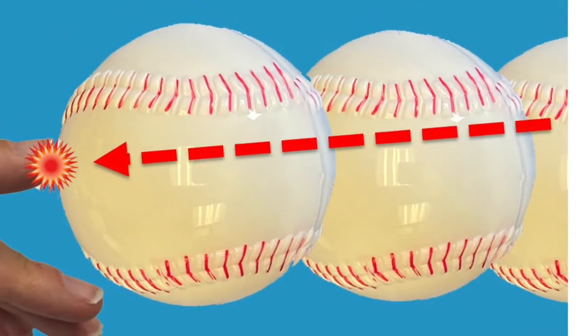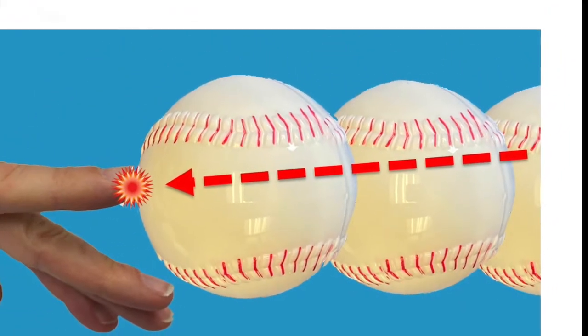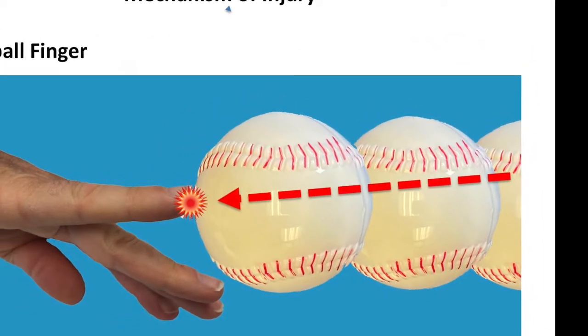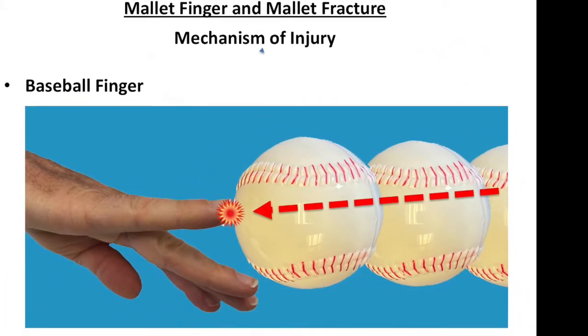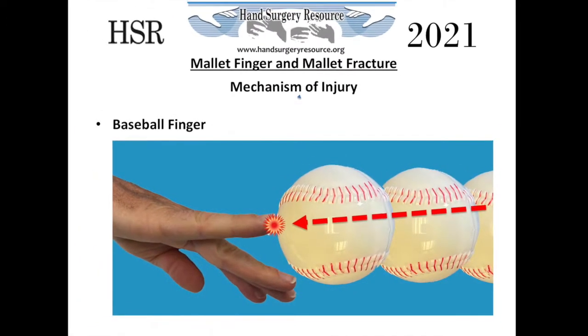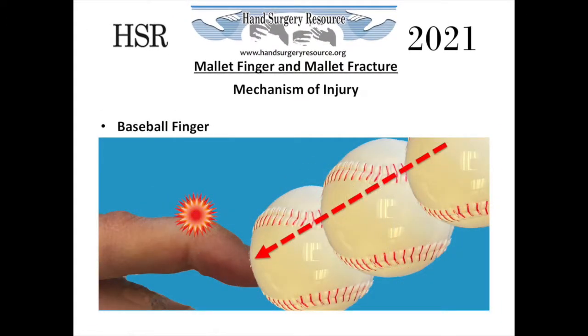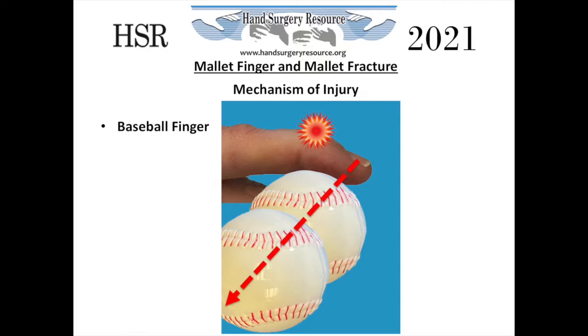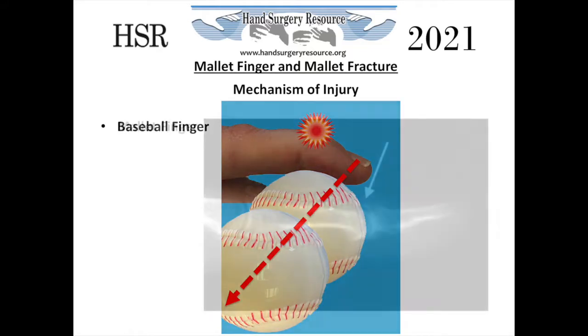The mechanism of injury for the baseball finger is seen here. A baseball coming at a high velocity hits the tip of the extended finger, driving it suddenly into flexion. The immediate instantaneous result is rupture of the terminal extensor tendon. The immediate result is a dropped finger, ruptured extensor tendon, and the ball lands on the ground.